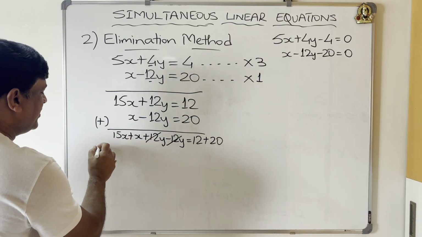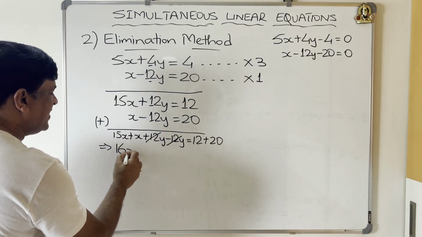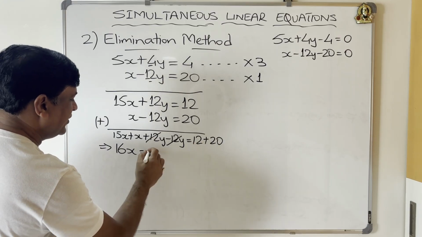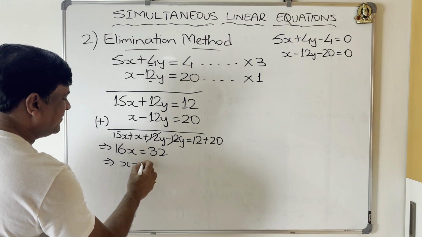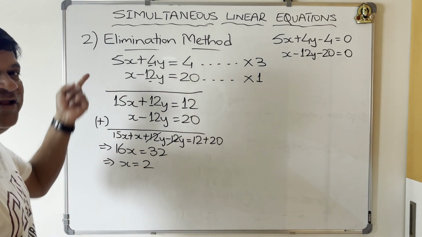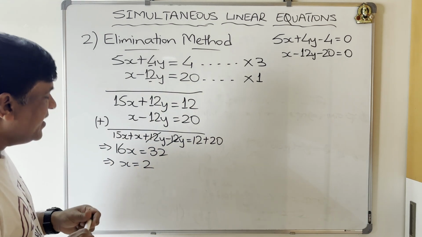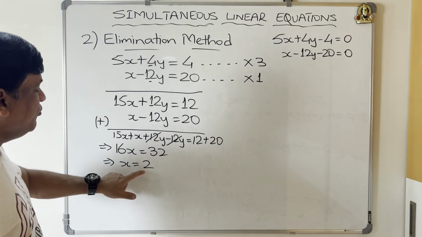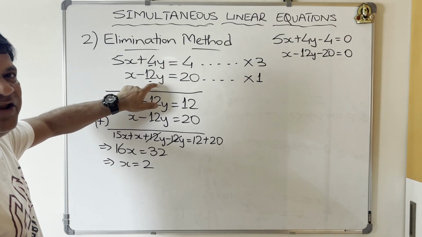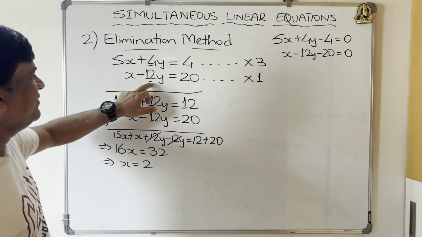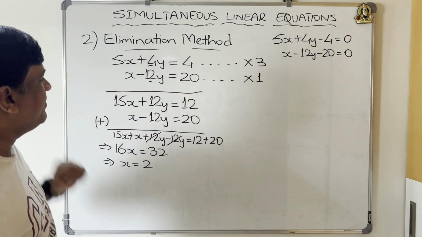So what do you get over here? You get 16x is equal to 32, right? Therefore, the value of x is equal to 2. That is what we got in the previous example as well. Now, since I have the value of x, I'll put it in one of these equations and get the value of y. So I'll take this equation. This equation is much simpler. Okay, let me take this.